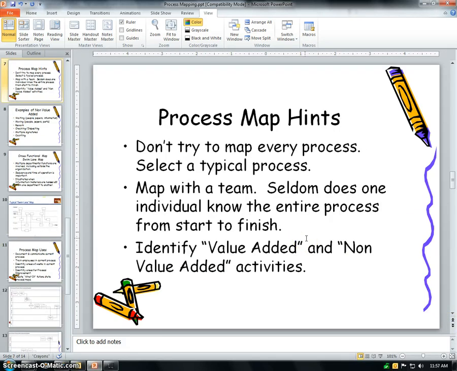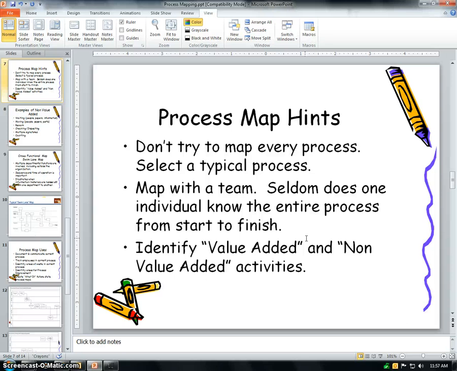A few hints for making your maps. Don't try to map every process. Select a typical process. When you start process mapping, a lot of times people will say, if this happens, then we do this, and if that happens, then we do that, and if this goes on, we do something different. Rather than trying to map all those processes, let's just try to map the typical process.